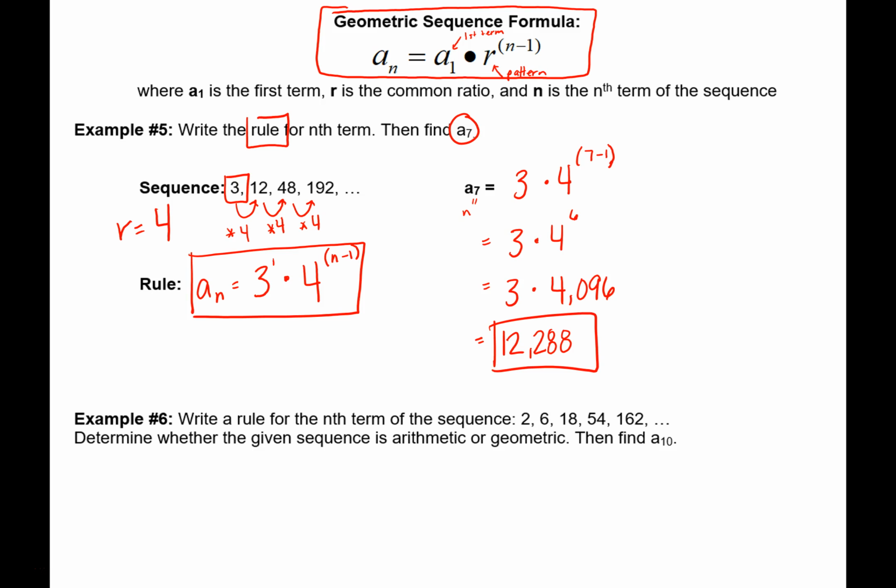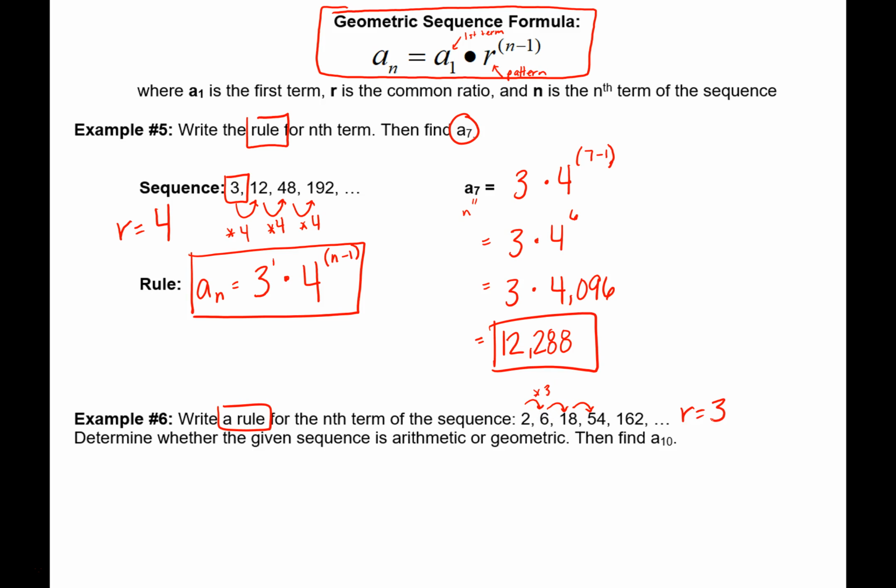Okay, the last thing we're going to do is another example for geometric sequences that has a little difference in it. So this time we are writing a rule for the nth term. So we're going to write our rule. We're given our list of numbers, so let's go ahead and figure out our pattern. To get from 2 to 6, we're multiplying by 3, and that keeps happening all the way through, so that means r is going to be 3.